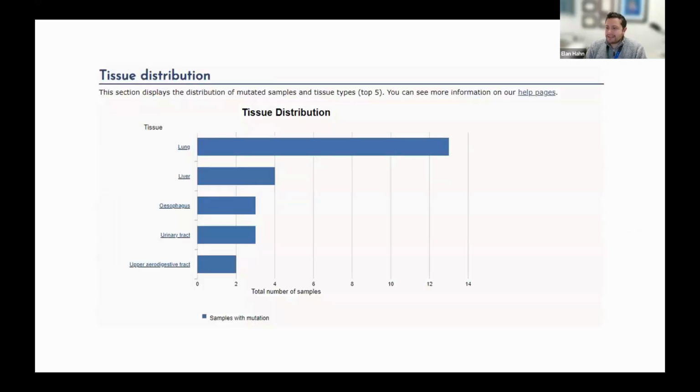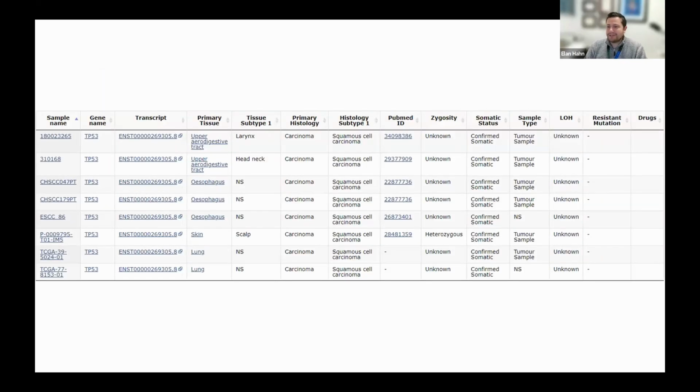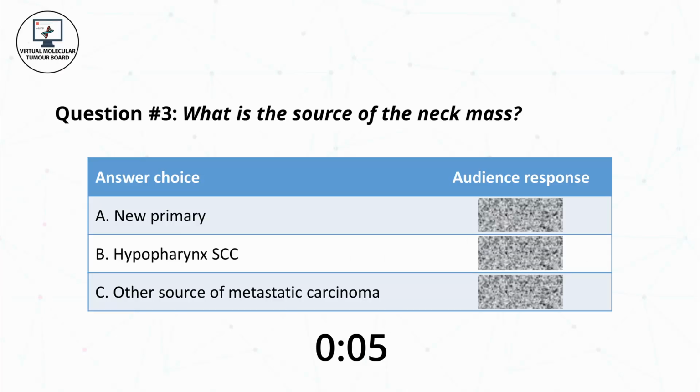This mutation wasn't seen that often, but most commonly in the lung, liver, esophagus, urinary tract, upper aerodigestive tract, which is, if you look, the top one is in the larynx, which is close to the hypopharynx. Not that that's definitive at all, but at least that was documented in the small amount of cases present in COSMIC. And that brings us to our third poll question, which is, what is the source of the neck mass?